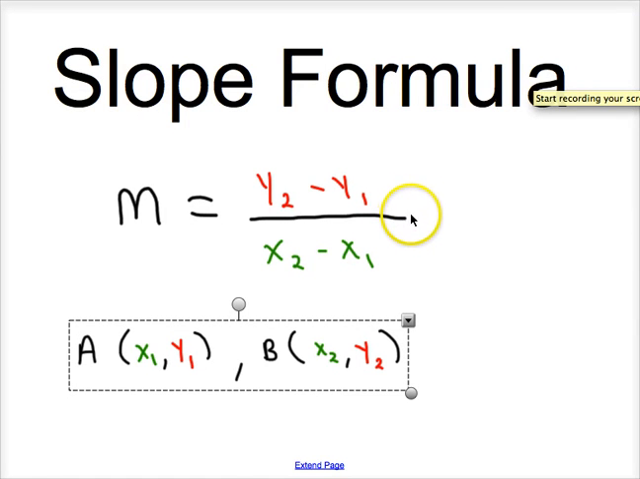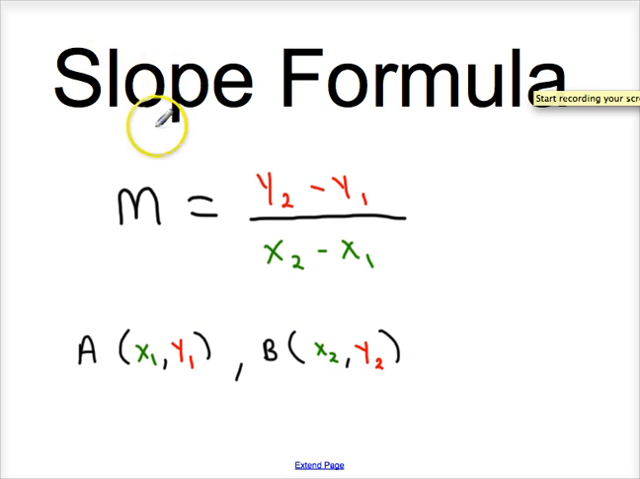This lesson we're going to cover the slope formula. If we notice here, we have our slope formula, which reads m equals y2 minus y1 over x2 minus x1, where m is the notation that we're going to use for slope.